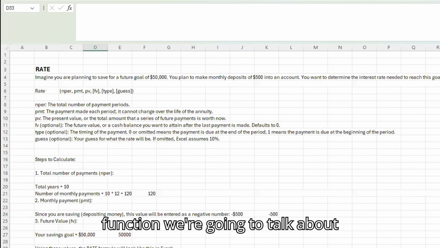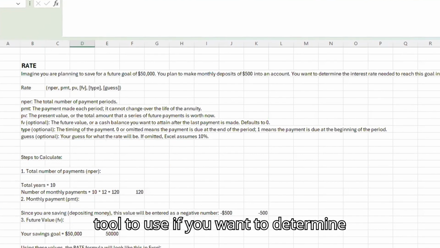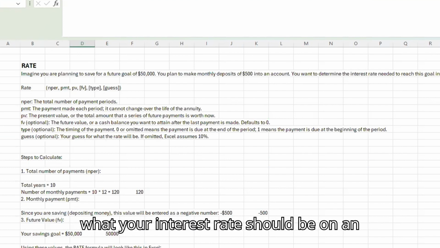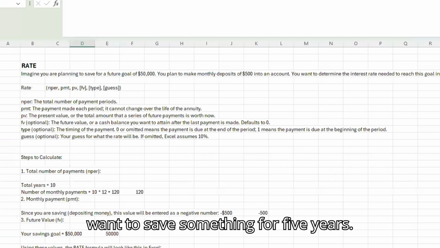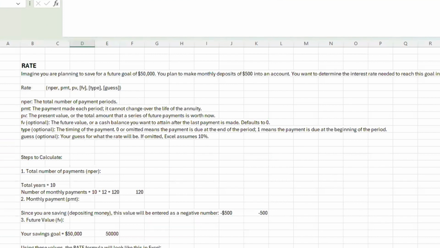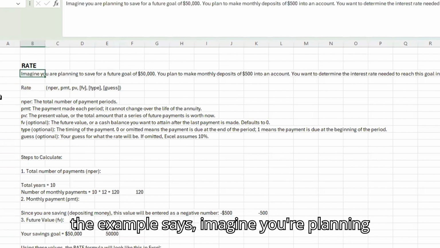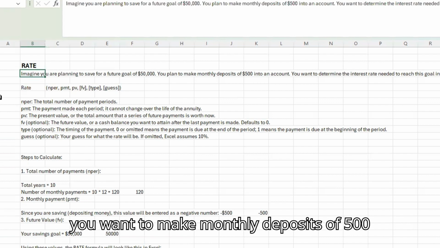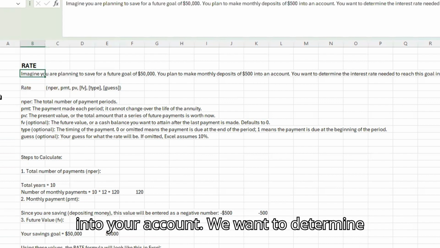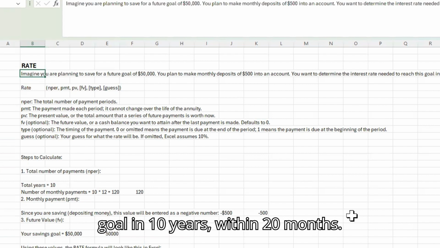And our last function we're going to talk about briefly is your rate function. This is a great tool to use if you want to determine what your interest rate should be on an investment, or if you want to save something for 5 years and you want to know what kind of rate you need. Great tool. We'll dive into the example. So it says, imagine you're planning to save for a future goal of $50,000 and you want to make monthly deposits of $500 into your account. You want to determine the interest rate needed to reach this goal in 10 years, 120 months.